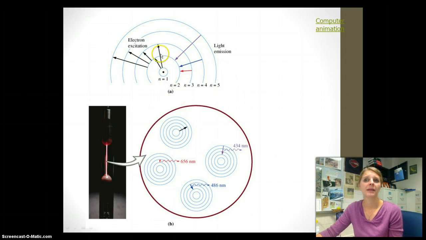And we can see that depending on where the electron is excited and how far he jumps in or out tells us what colors we have. And different energy levels have different colors, and that's how we can see what we see.